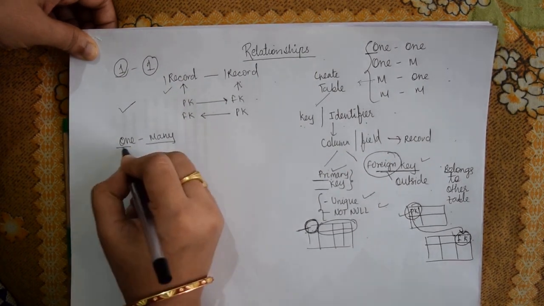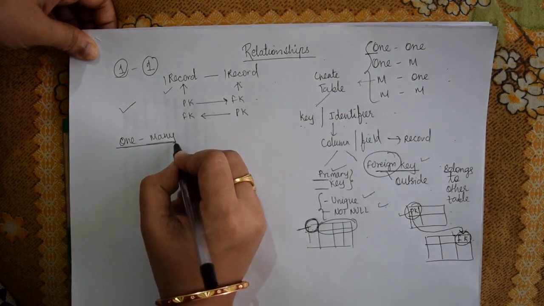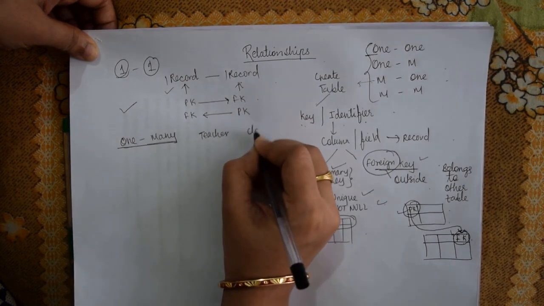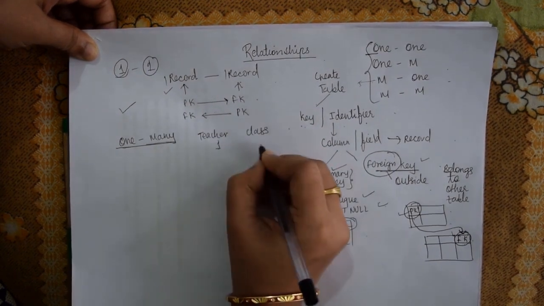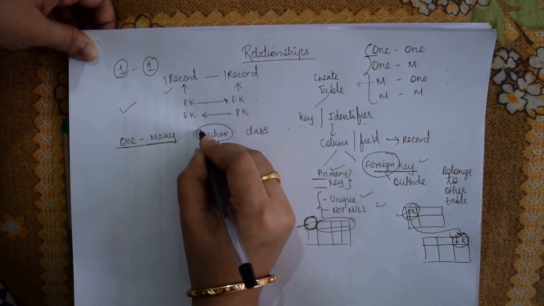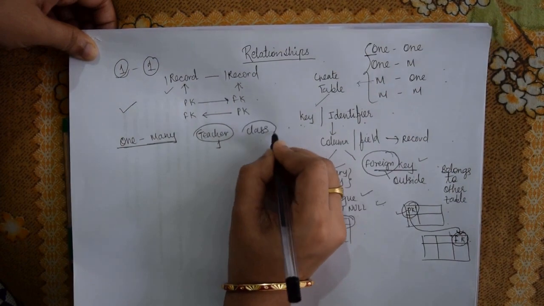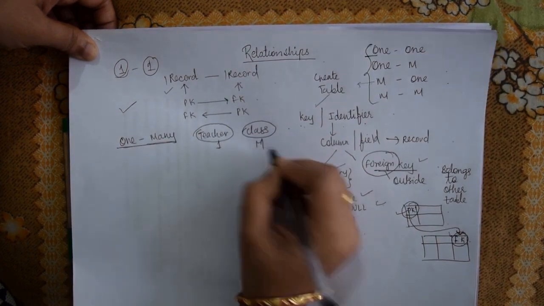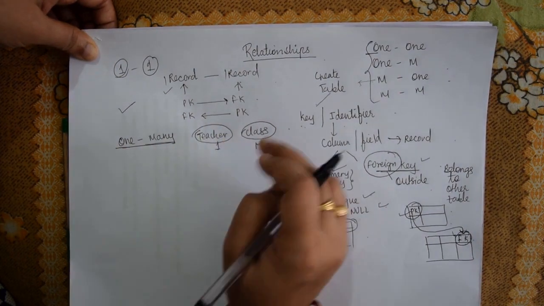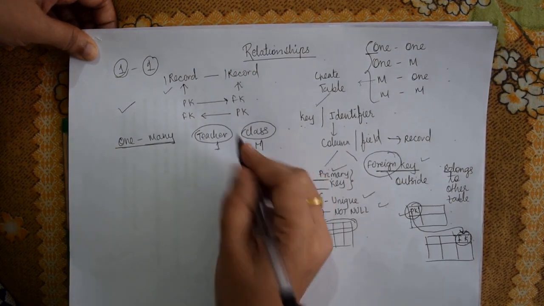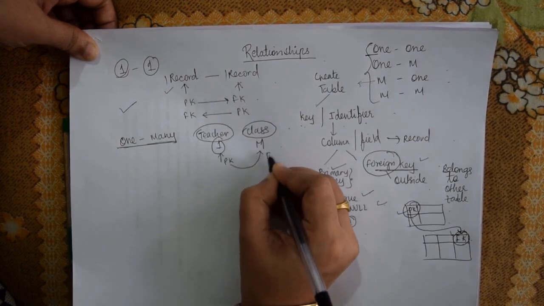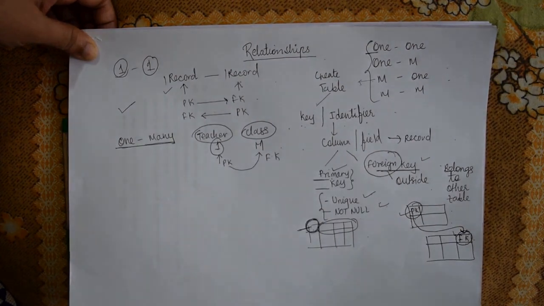Now second is one to many. When there is a one to many relation, for example, teacher and class: one teacher can teach many classes, correct? So the first table will be treated as one and the second table will be treated as many. Understood? When there is a one to many relation, the first table is treated as one, the second table is treated as many, and the primary key of the one table will be the foreign key in the many table. Understood?